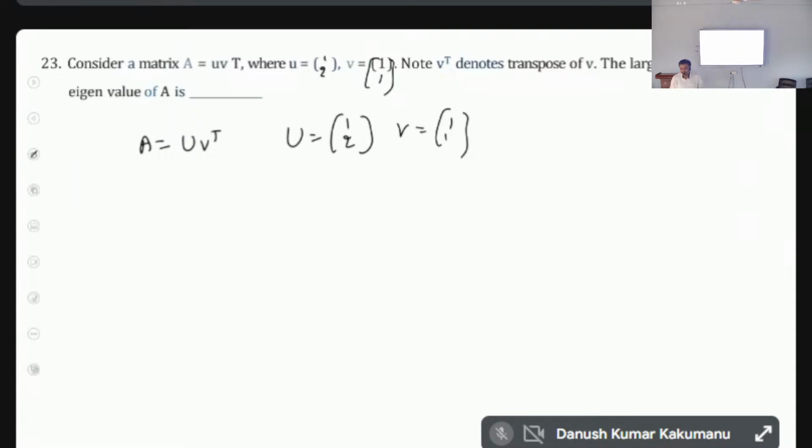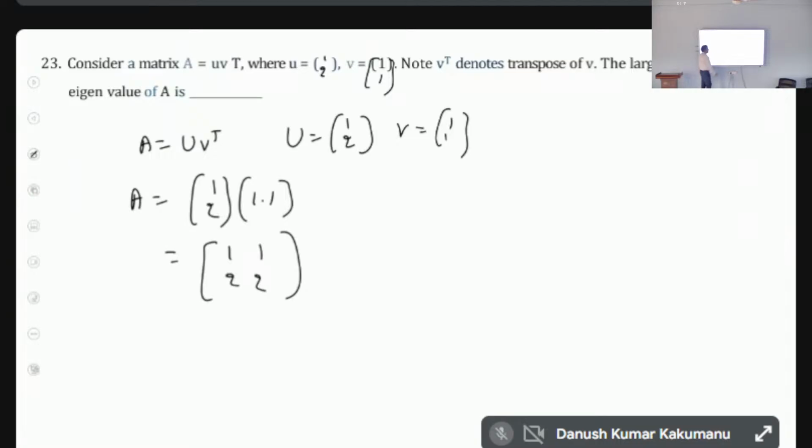Anybody try? A is equal to what? A equals U into V transpose. This is the U matrix. What is V transpose? 1, 1. A is U V transpose. What is its multiplication here? We get 1, 1, 2, 2.